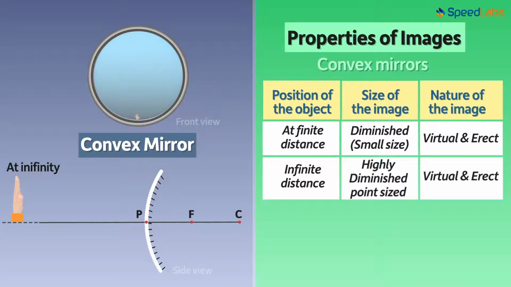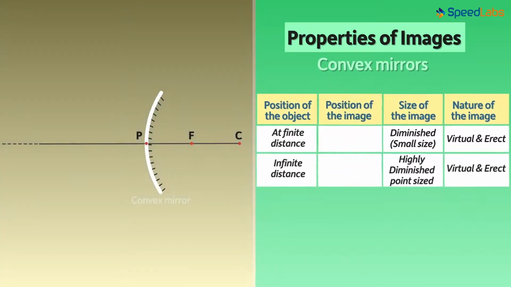Notice that even though the object is kept at infinity, the image is not at infinity. It is at a finite distance behind the mirror, even though the object is infinitely far away. In fact, this is the maximum distance at which an image can be formed. Image in a convex mirror cannot be formed behind this point. We will now represent the image formed by a convex mirror using ray diagrams.